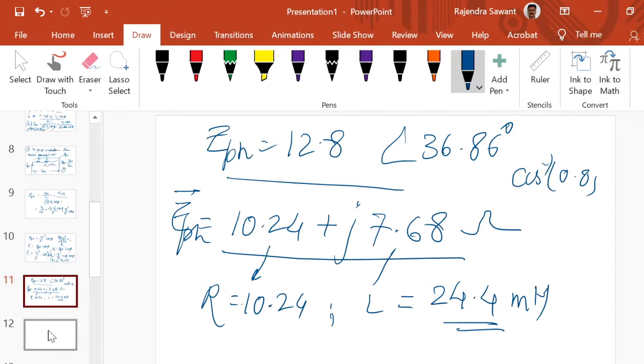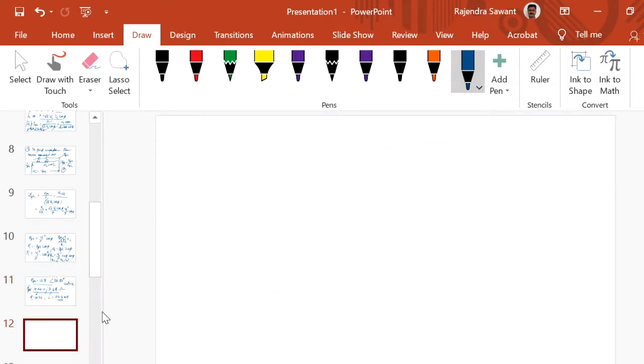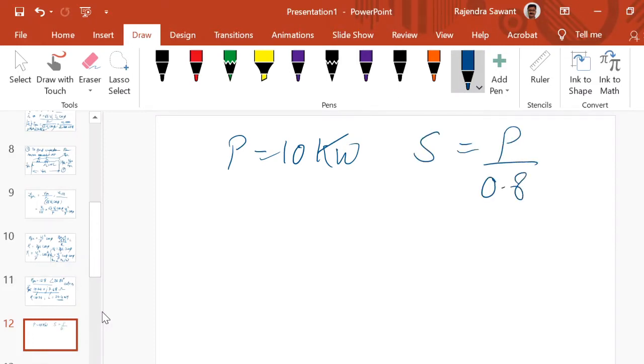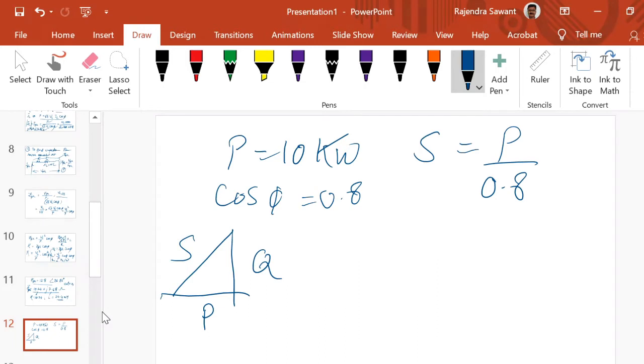And what is the reactive power here? If P is 10 kilowatt, then the apparent power is equal to P upon 0.8, because cos phi is given as 0.8. So this is basically a power triangle. This is P, this is Q, and this is S, and this angle is the power factor angle phi. Therefore S is P upon 0.8.